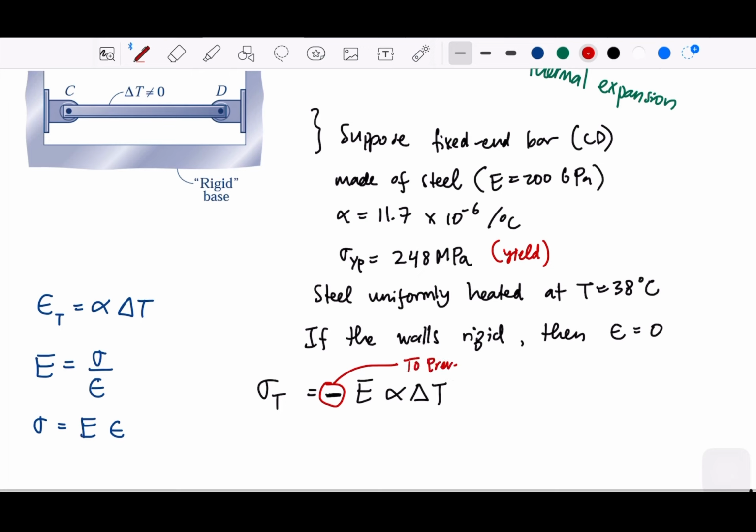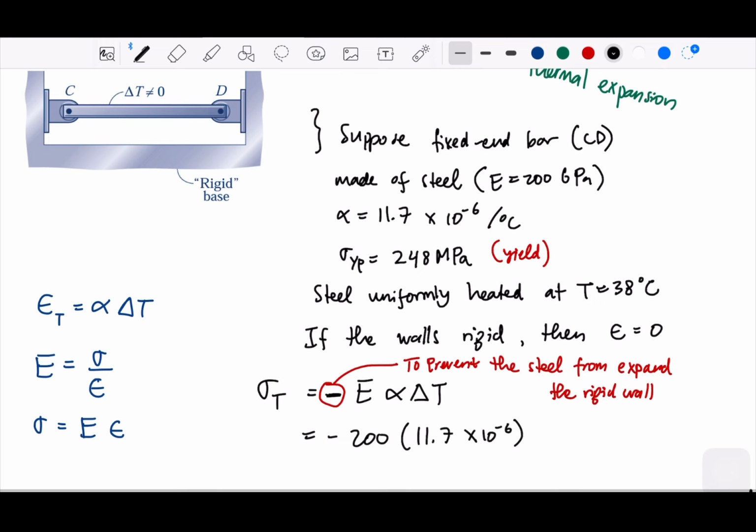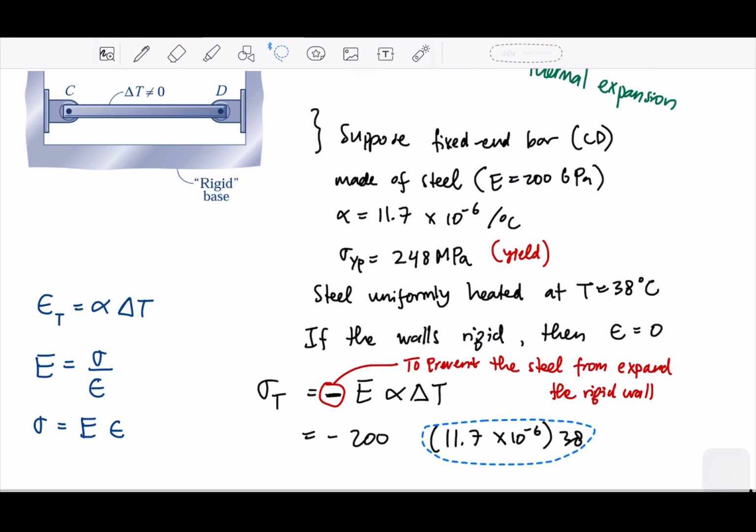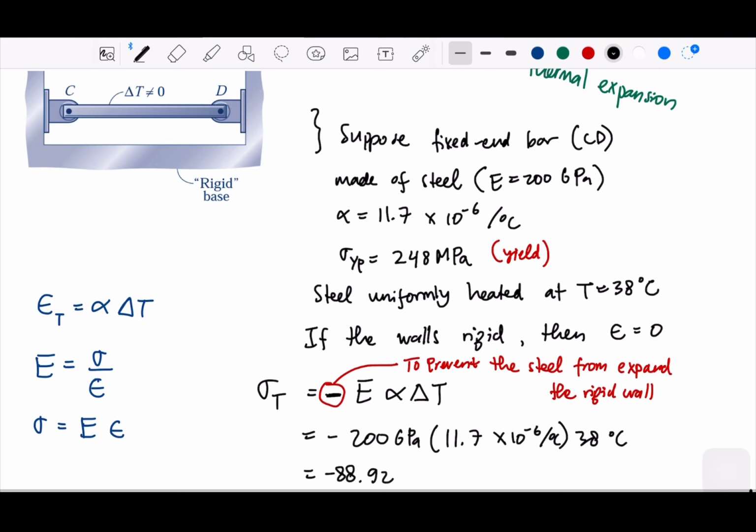To prevent the steel from expanding the rigid wall. So negative 200 multiplied by 11.7 and then 38. Oh, I need to write the units, I forgot to write. This is GPa. After some calculations, this will be negative 88.92 megapascal. Or we can write 88.92 megapascal, but in compression.